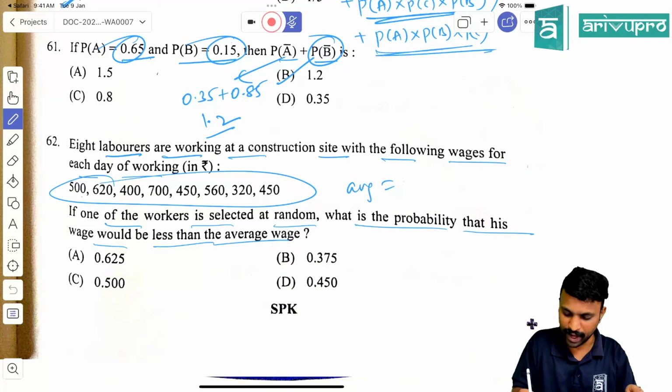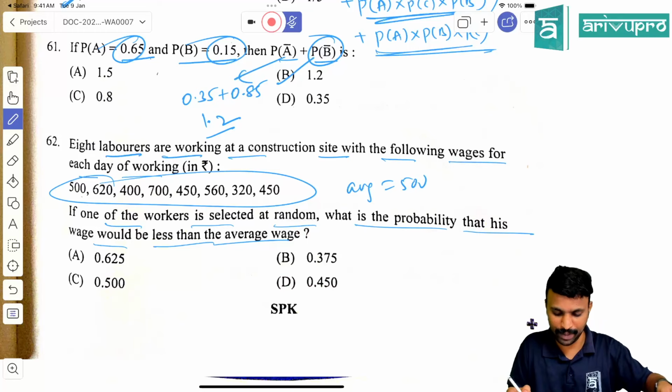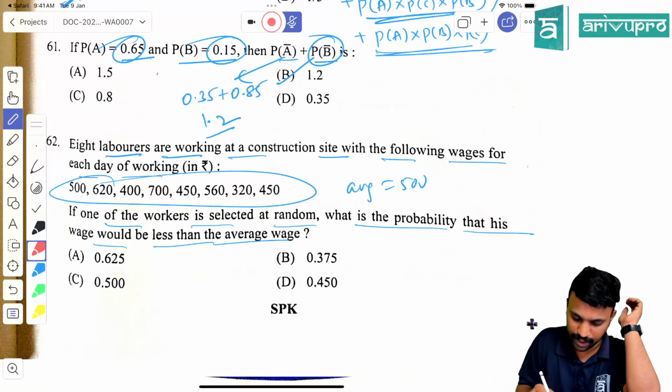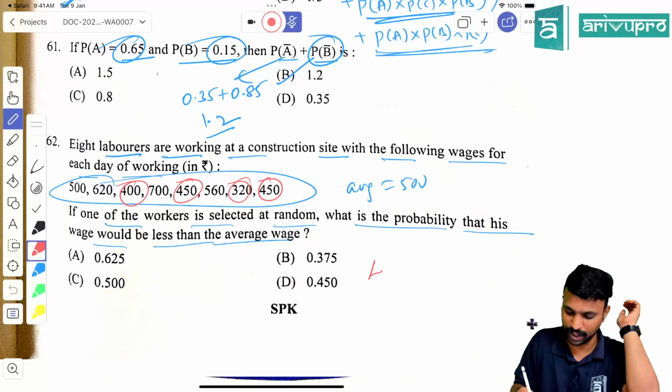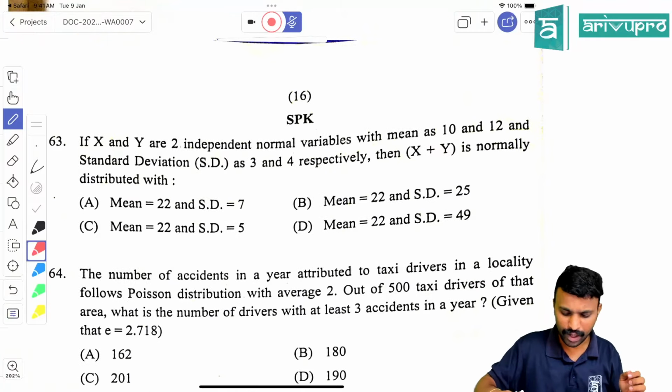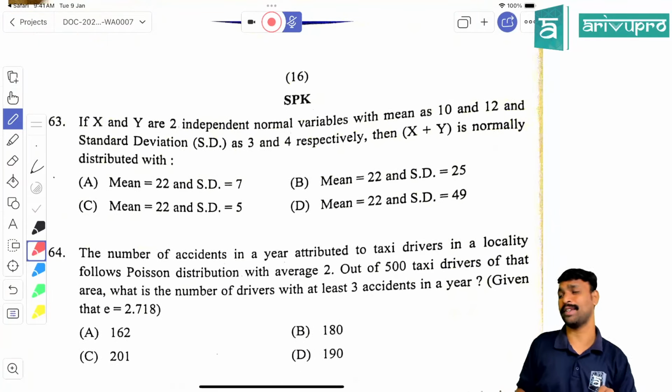Average is 500. Now how many people are there whose wage is less than 500? That's what we need to find out. So 320, 450 less than 500, 450 less than 500, 400 less than 500. So there are 4 people out of 8 people. So 4 by 8 is 0.5. Option C is the answer. Probability. Next question, guys, the same question I have discussed in the marathon.